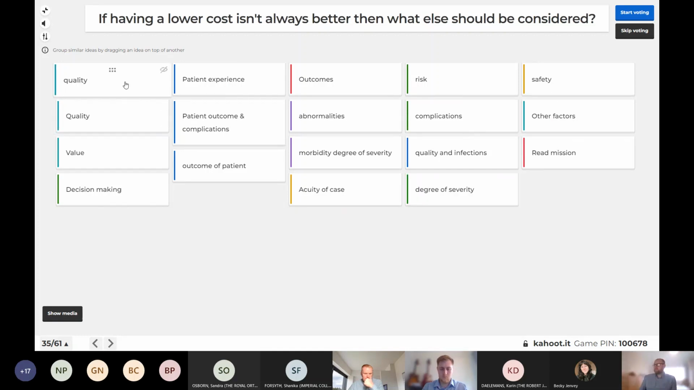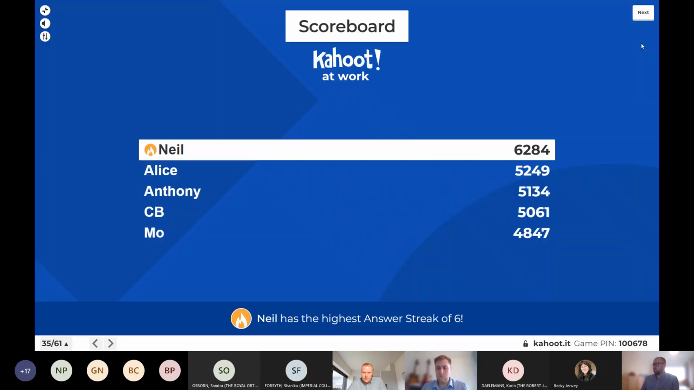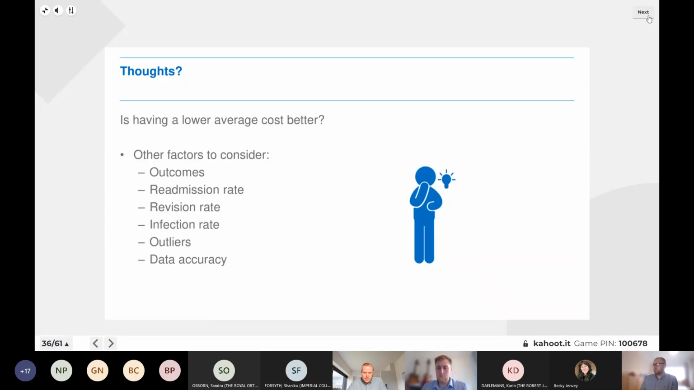So yeah, we've got some kind of things there: quality, outcomes, patient experience, risk, complication, degree, severity, acuity, length of stay and quality. Yeah, these are all good things. So I think you covered most of the things that I've got here.